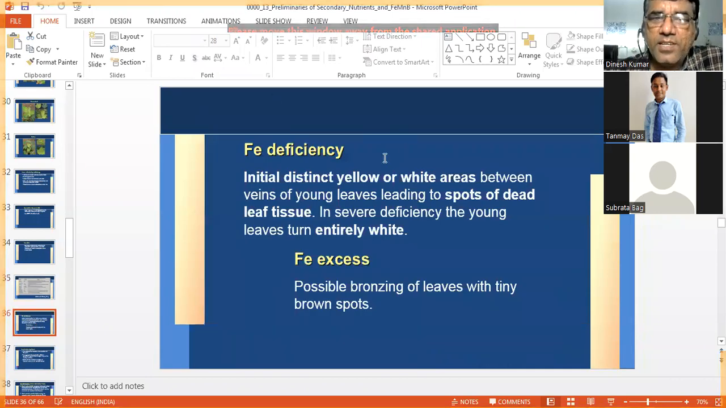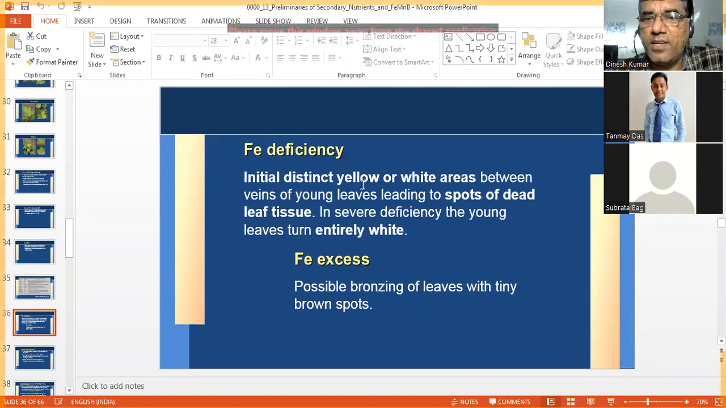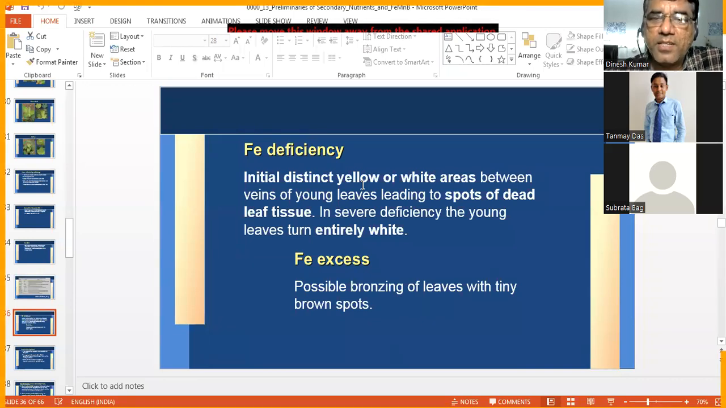Iron deficiency: initial distinct yellow or white areas, particularly in younger leaves, between the veins of young leaves, leading to spots of dead leaf tissue. In severe deficiency, the young leaves turn entirely white. Iron excess: possible bronzing of leaves with tiny brown spots. Iron excess can occur and reach the toxicity level, particularly in strongly acid soils.